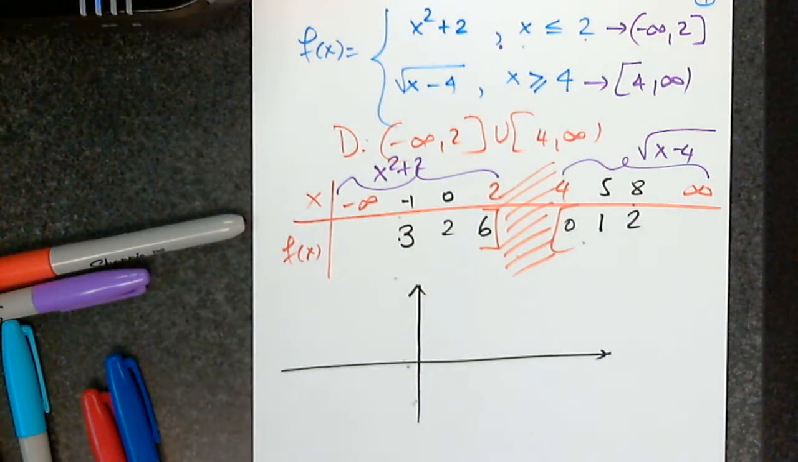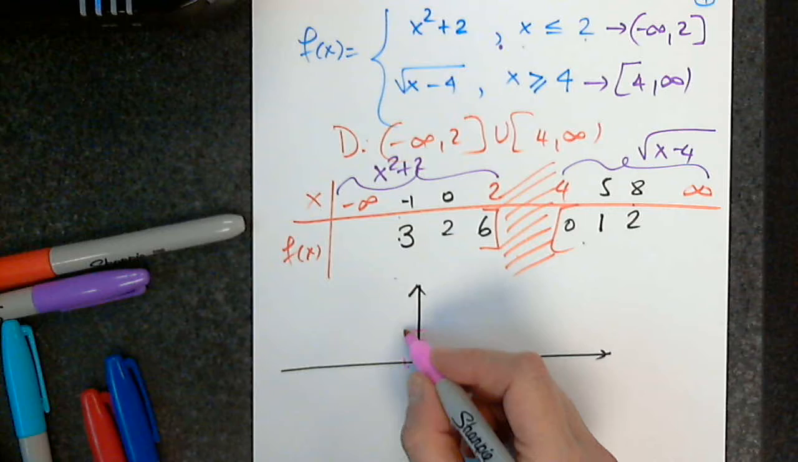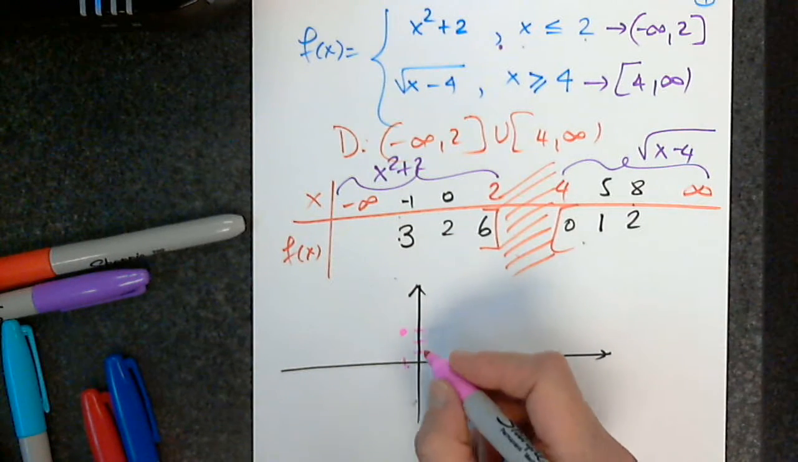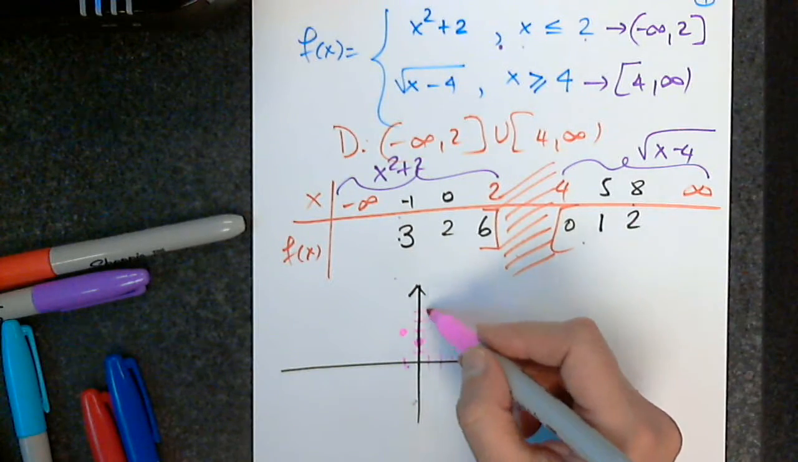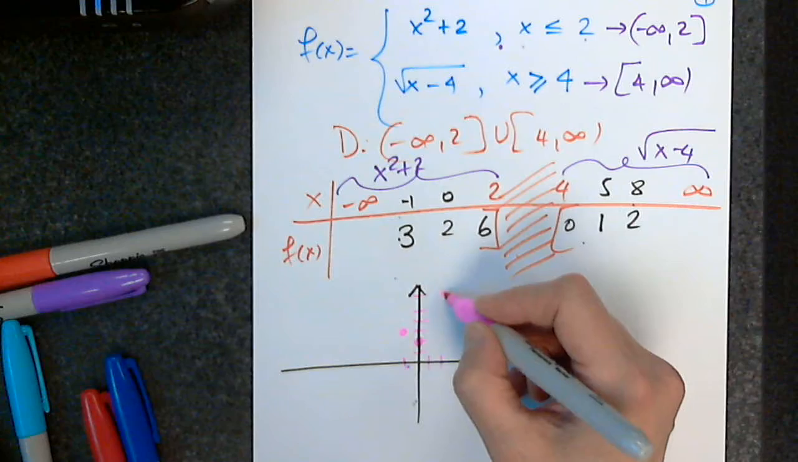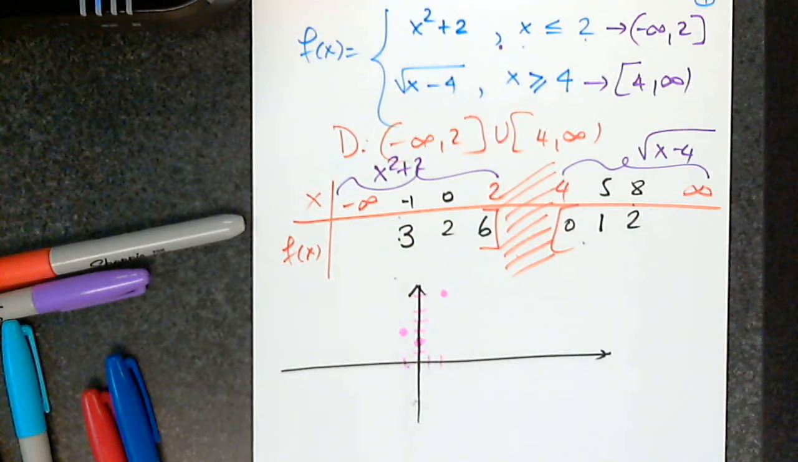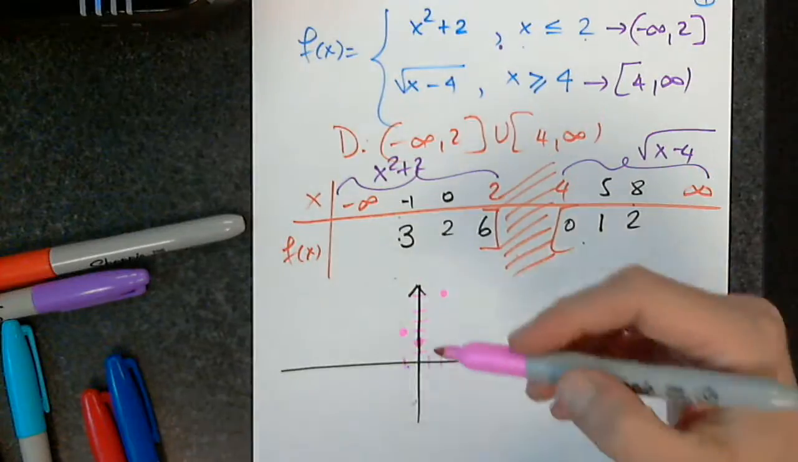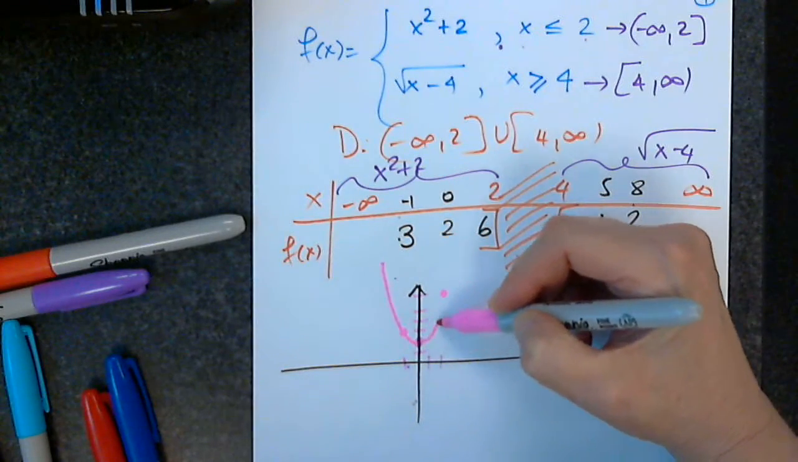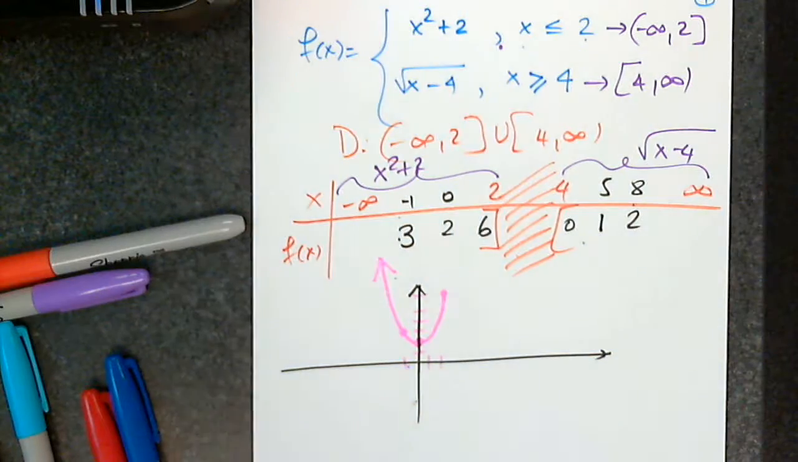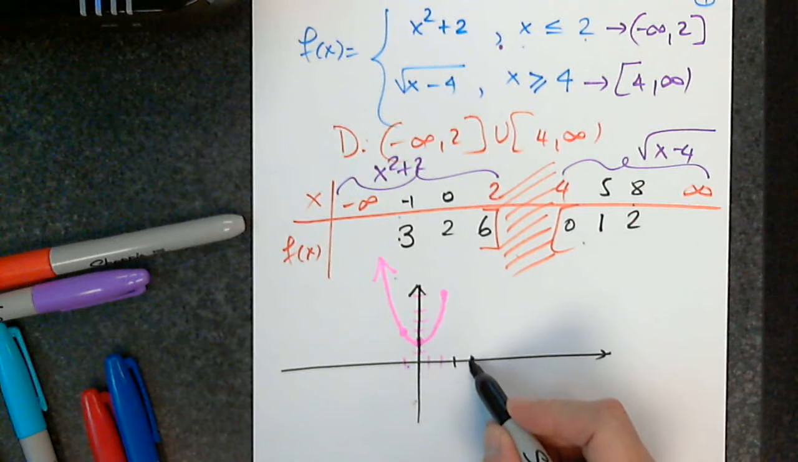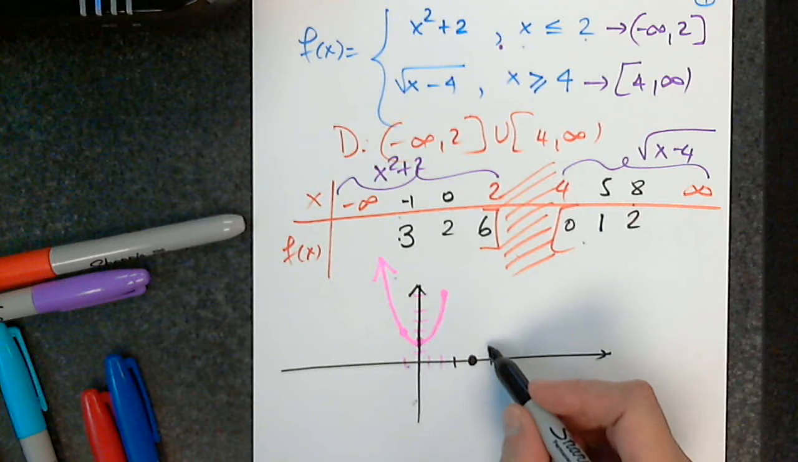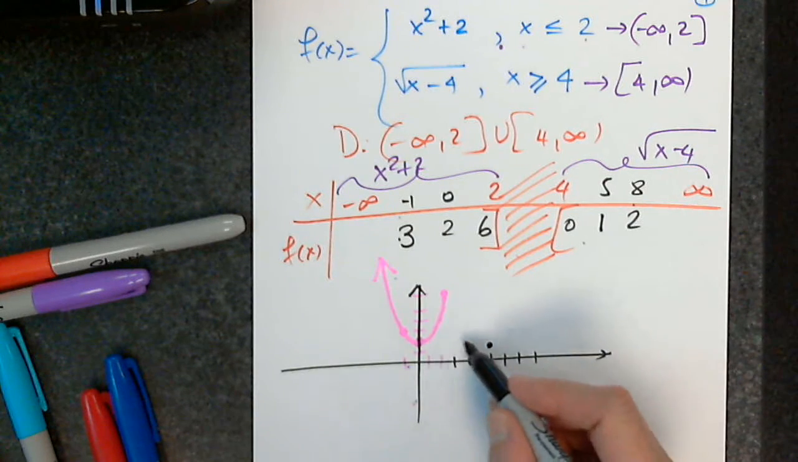So -1, 3. 0, 2. And 2. So that was 3, 4, 5, 6. Is 2, 6 a full point or an empty point? Good. I know that this is a quadratic function opening upward. And it has to stop at that point. Now the other piece, 4, 0, full point. 5, 1, 6, 7, 8, 2.